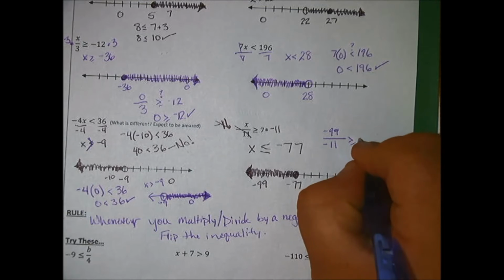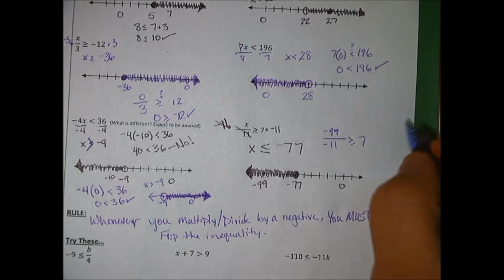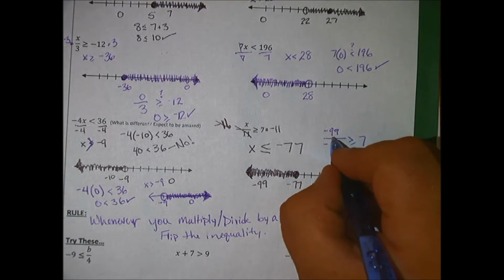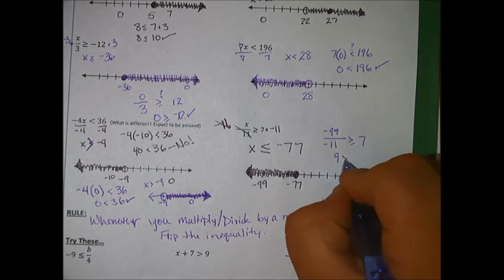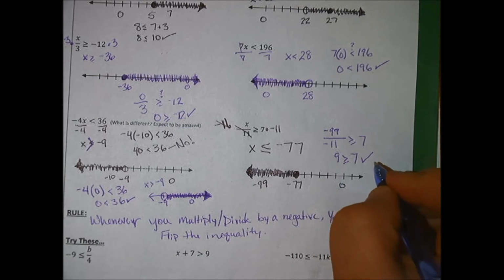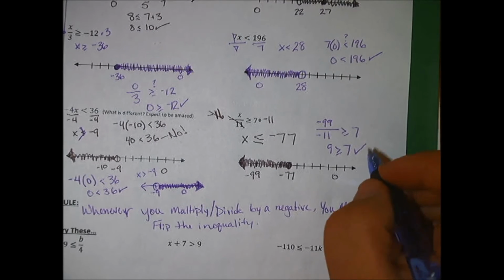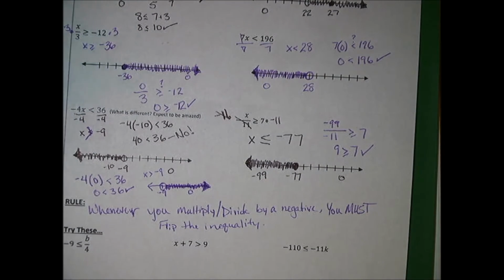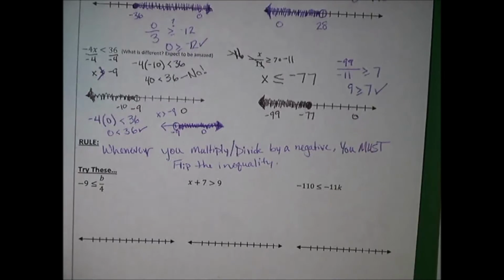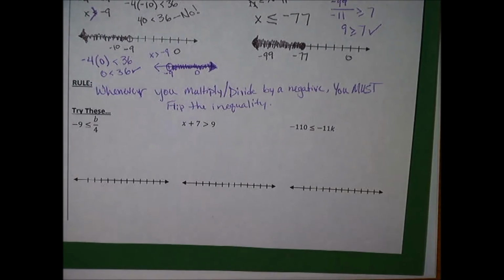And now, is that greater than or equal to 7? Negative 99 divided by negative 11 will be a positive 9. And positive 9 is greater than or equal to positive 7. So we're good to go. So that's just a key rule to remember. Make sure you write that down. And once you get that done, I want you to pause the video and try these last 3 problems.